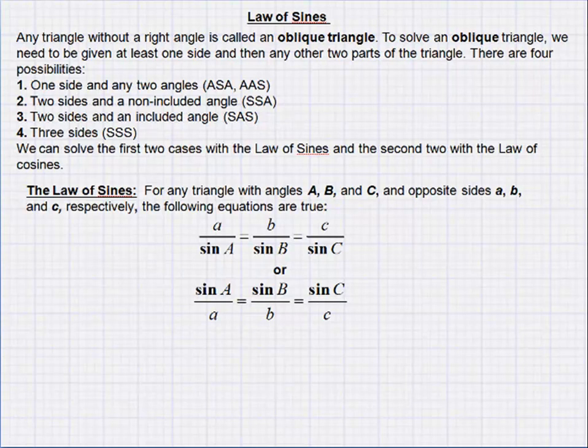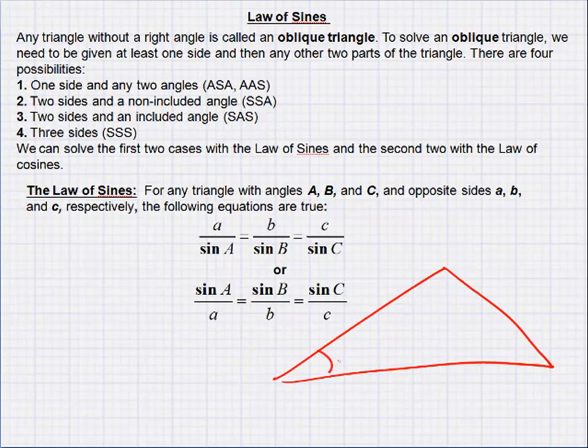At least we need to be given one side and then two other parts of the triangle. If we're given one side and two other parts, whether that's two other sides, two other angles, or an angle and a side, we can solve the triangle, and that means find the remaining pieces. So if I had some random triangle that wasn't a right triangle, there are three angles and three sides, so six parts altogether.